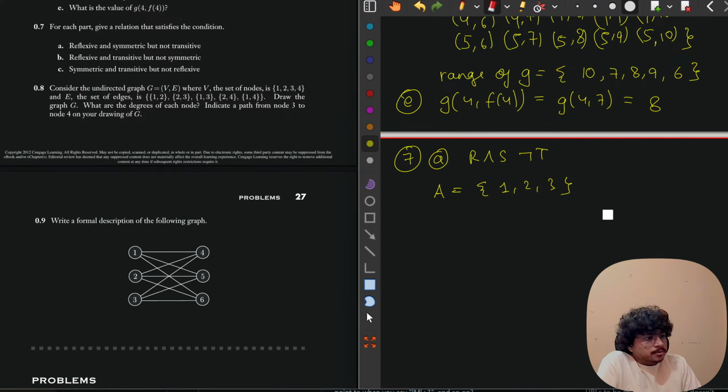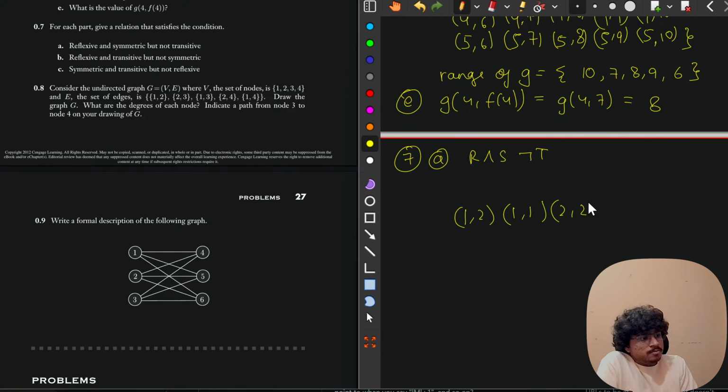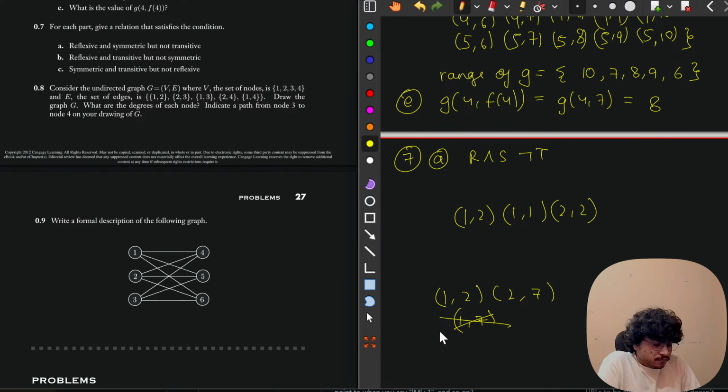Let's make an example first and then set around it. Here are two elements, 1 and 2. So 1 comma 1 and 2 comma 2 should be present. Take a case, there should be 1 comma 2. There should be 2 comma, let's say 7. Then 1 comma 7 should be present, so I must not include 1 comma 7. I put 1 comma 2, I put 2 comma 7, I put 7 comma 2, and there is no 1 comma 7.